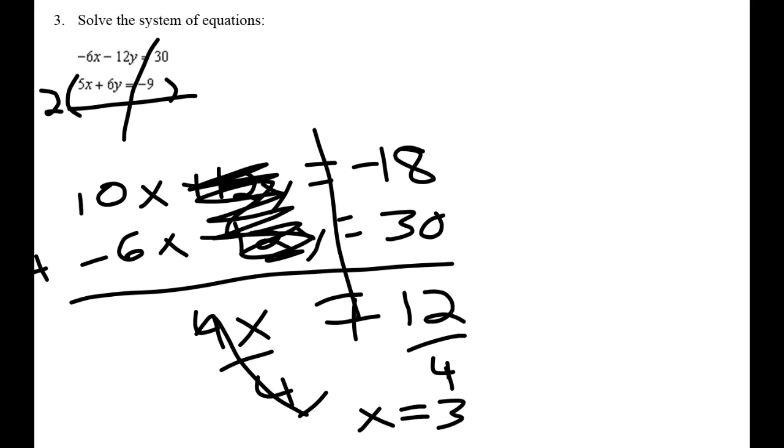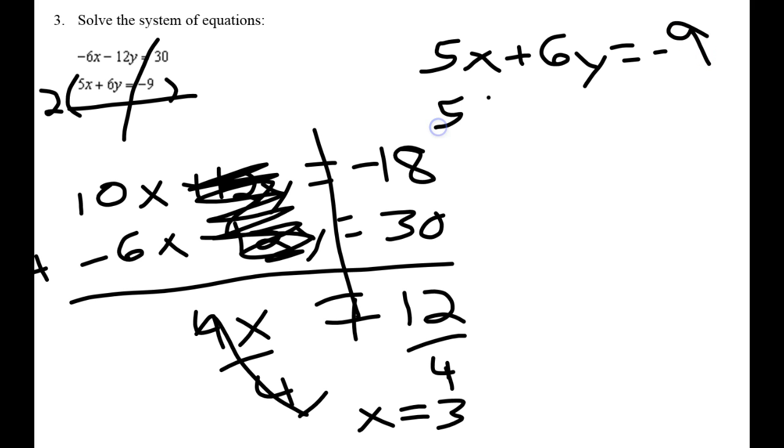Now I need to figure out what the y is. To figure out what the y is, I pick either the first equation or the second equation. I'm going to go with the second equation because the numbers are smaller. I have 5x plus 6y equals negative 9. And all I'm going to do is plug in what I know. I know x equals 3.